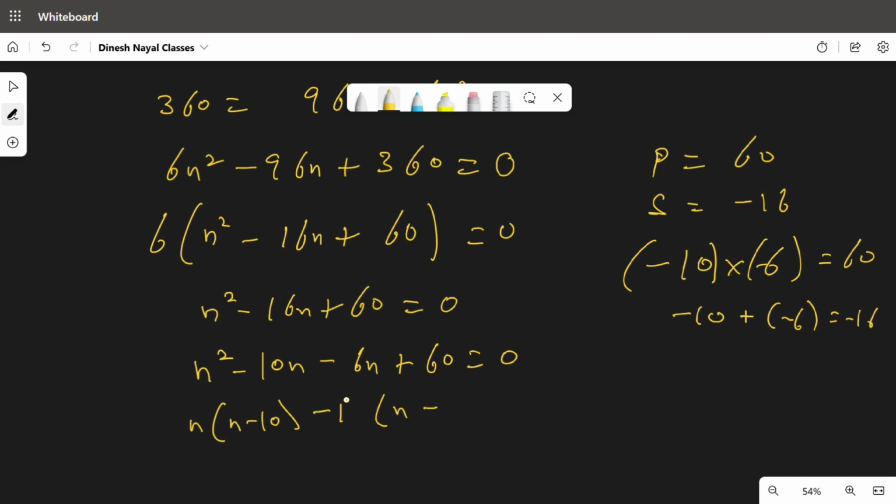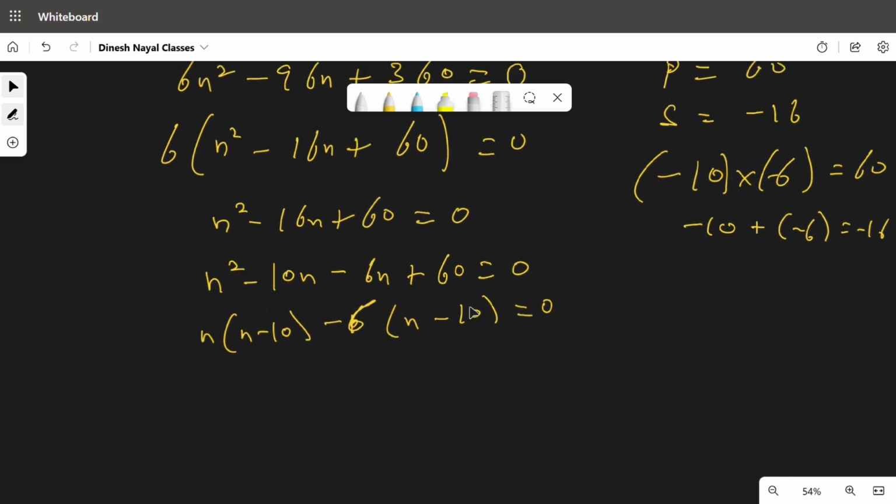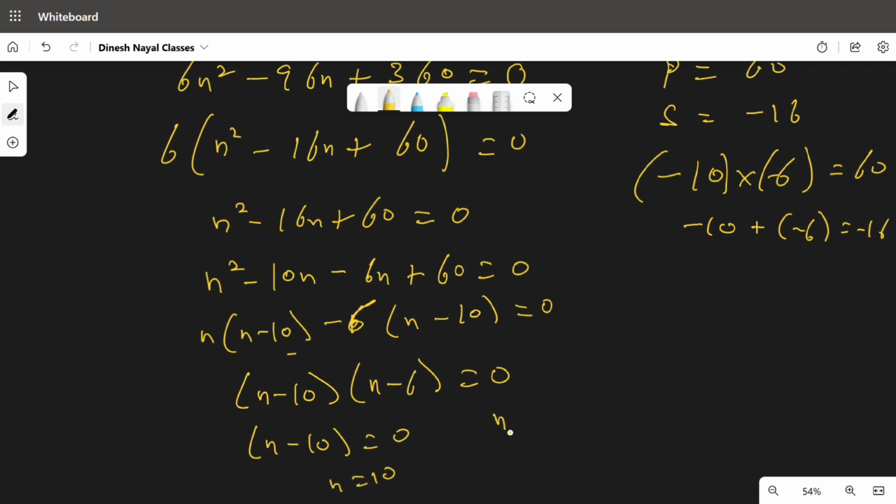So you take minus 6 common from here, this will be n minus 10 equals 0. Right. So now I think everything is right. Now you can take n minus 10 common, and this will be n minus 10 times n minus 6 equals 0. So n minus 10 equals 0 implies n equals 10. N minus 6 equal to 0, n equals 6.